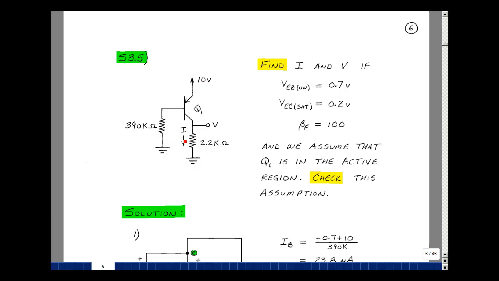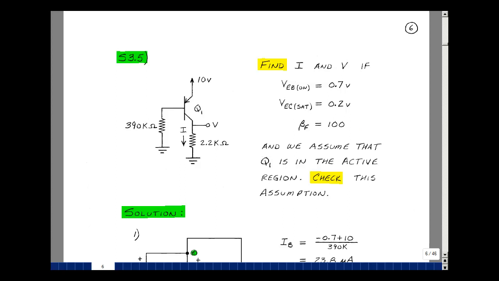Could you find the current I and the voltage V if the emitter base forward bias voltage is 0.7 volts and the emitter collector saturation voltage is 0.2 volts and beta F is equal to 100? These are sort of our standard default values if we don't have any other information about the transistor.